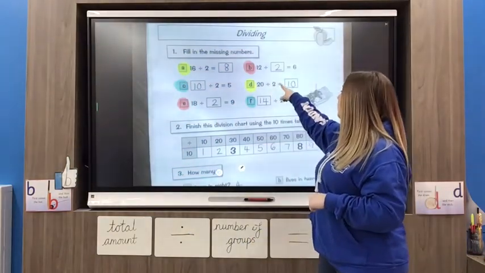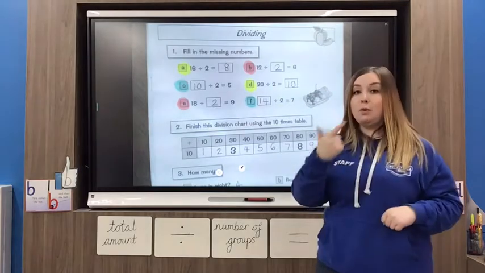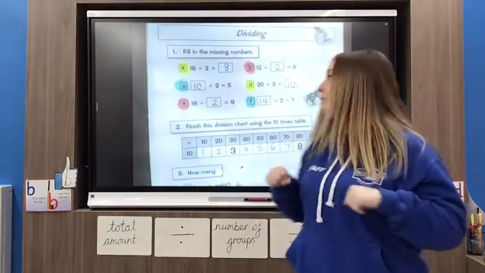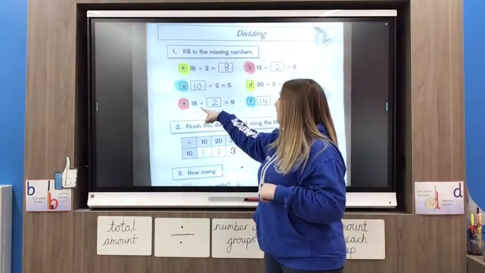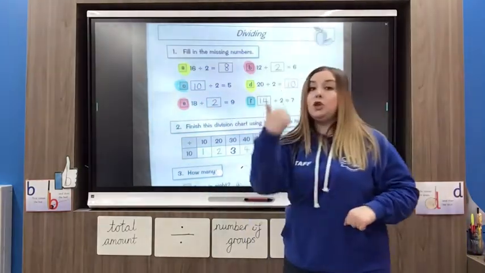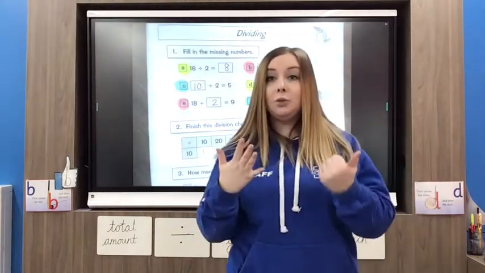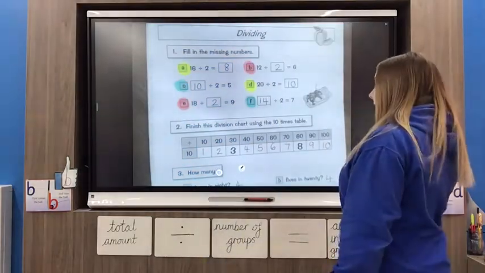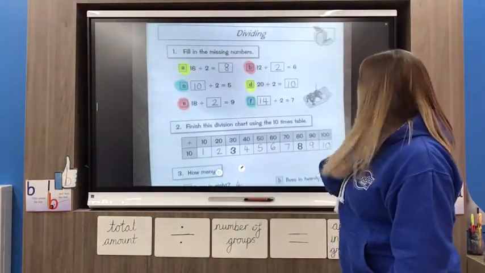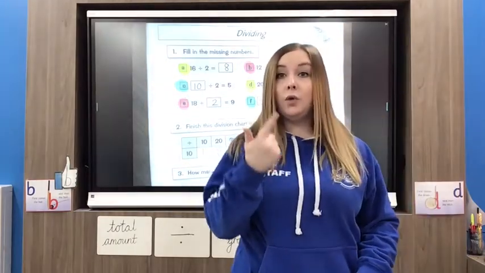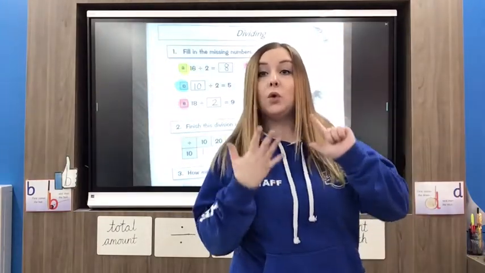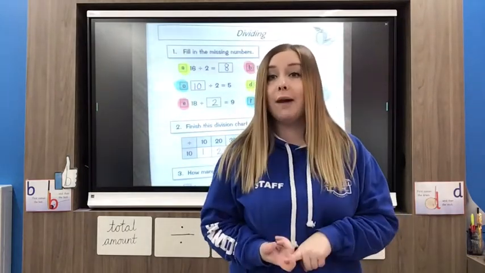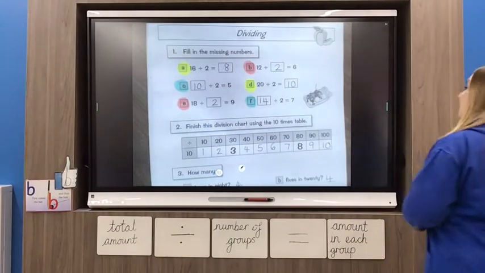20 divided by 2 equals 10. 2, 4, 6, 8, 10, 12, 14, 16, 18, 20, 10 times. 18 divided by 2 equals 9. 2, 4, 6, 8, 10, 12, 14, 16, 18, 9 times. And then 14 divided by 2 equals 7. 2, 4, 6, 8, 10, 12, 14, 7 times. So we used our times table to help us to figure out those missing numbers.